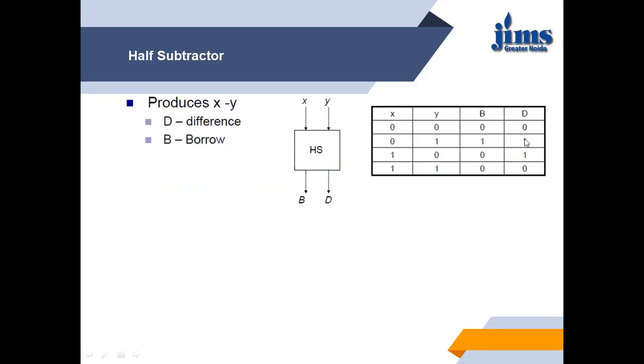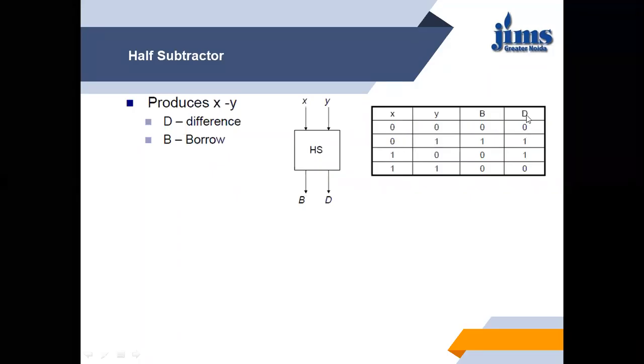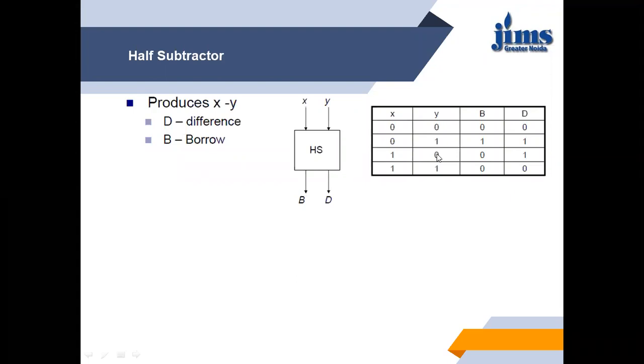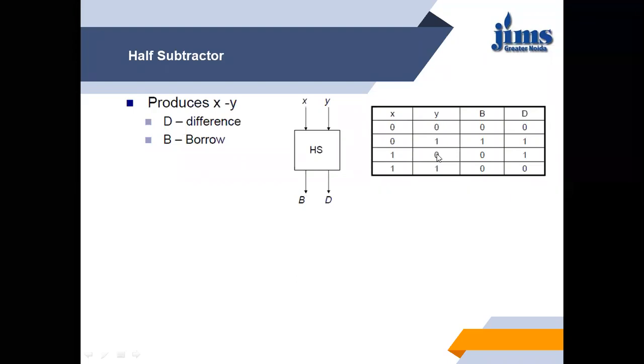When we find out the Boolean expression for the borrow and the difference, borrow has the combination 0 1, that means x bar y. Difference has two ones, and the expression will be x bar y and x y bar. You can do it with the help of the K map, or directly you can find out the expression, and the expression comes D equals x bar y plus x y bar, that is equal to the sum as in the case of the half adder, and B equals x bar y.